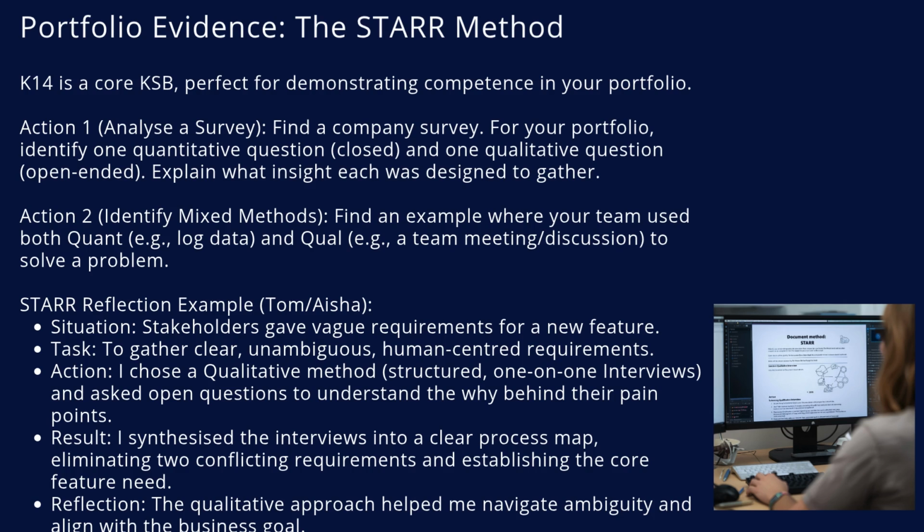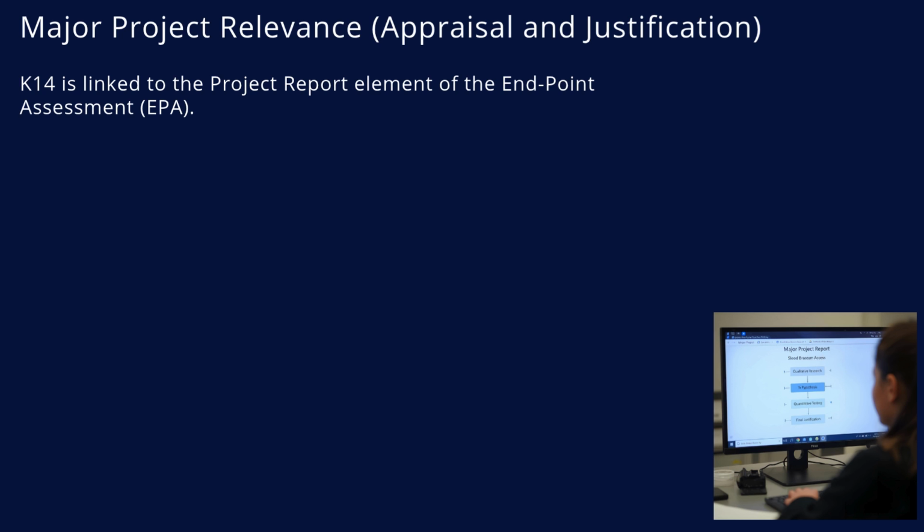When writing your STARR reflection, you must explicitly name the method you chose. For example, if you were Tom or Aisha, dealing with conflicting requirements, you would detail the situation and task. For the action, you would state, I consciously chose a qualitative method, specifically, structured one-on-one interviews, to ask open questions and understand the why behind each stakeholder's request. Your result shows that by using the correct gathering technique, you achieved clarity and consensus. This demonstrates professional judgment.